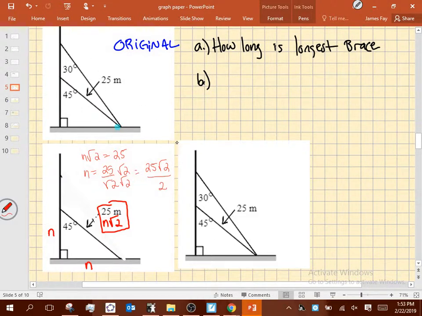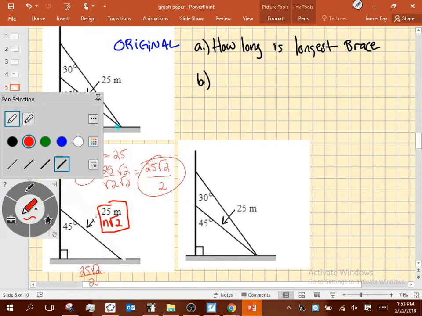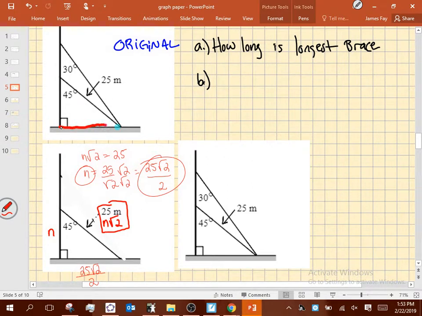The next thing I'm going to do is now look at n, because that's what we solved for, right? N was 25 radical 2 over 2. So that is this side length right here, 25 radical 2 over 2. Okay? If I look at these two triangles back in the original, don't they both share that distance right there? So that distance is the 25 radical 2 over 2 and the 45, 45, 90.